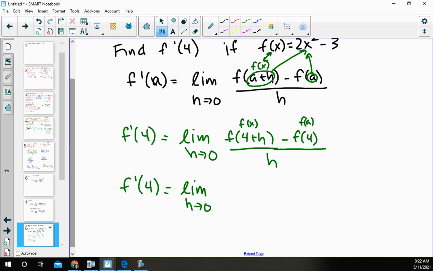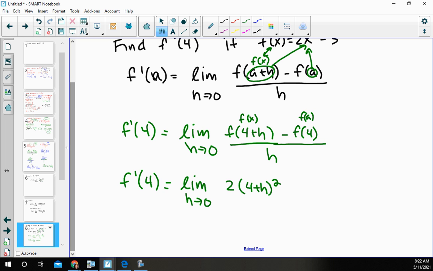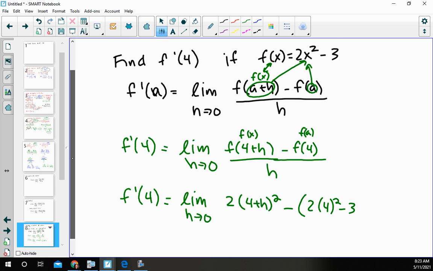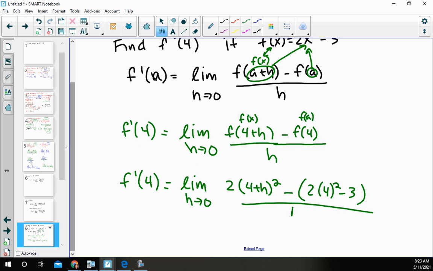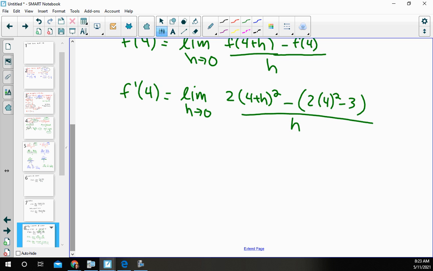All right, so I'm going to plug this in. I'm going to take out that variable and shove in 4 plus h, using parentheses if they don't have any. And then I'm also going to shove it in here. So 2 times 4 squared minus 3, all over h. Now we simplify.